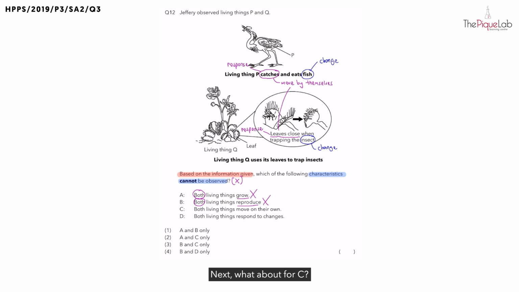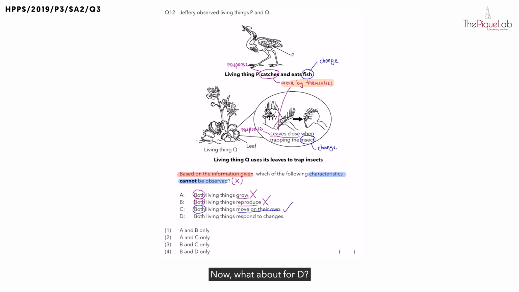Next, what about for C? They told us that both of the living things are able to move on their own. Now, can this be seen in the diagrams above? Yes, that's what we said earlier. They both can move by themselves. So, we can put a tick for C.